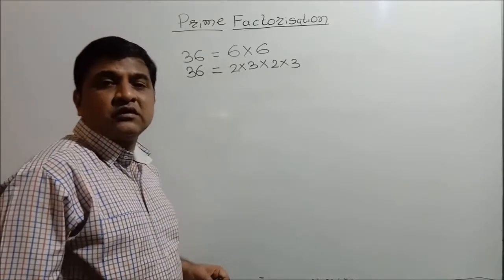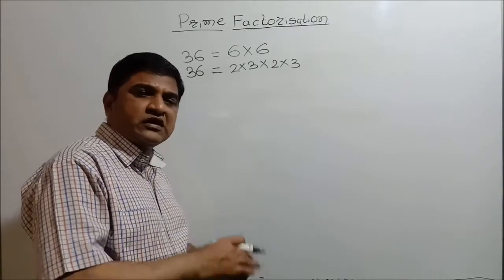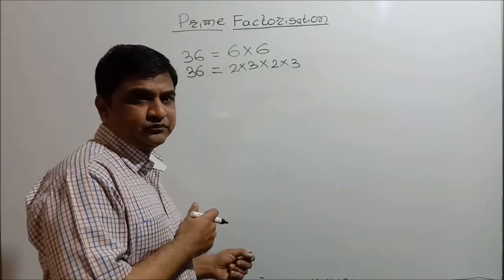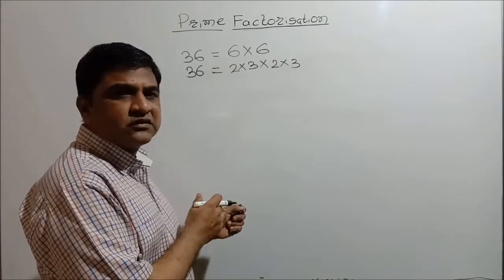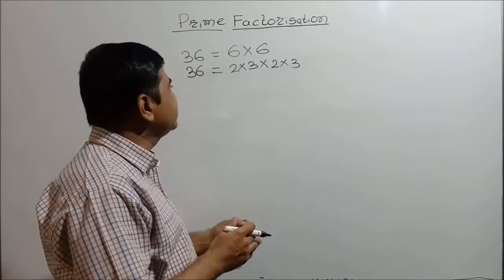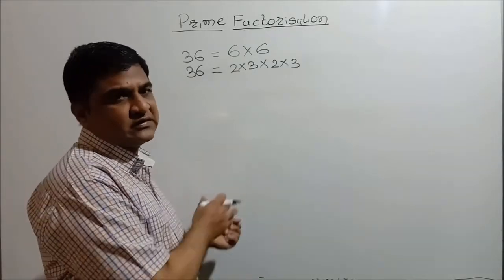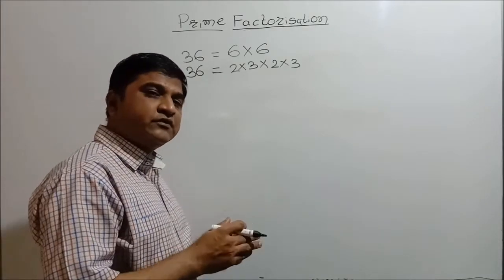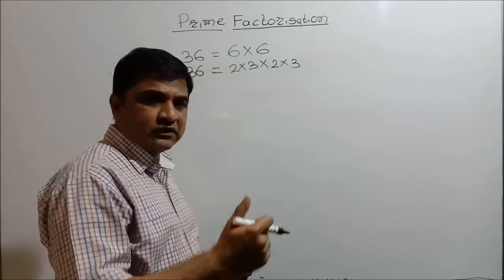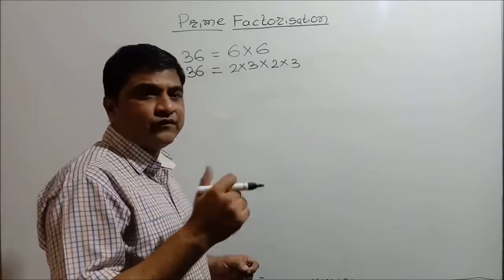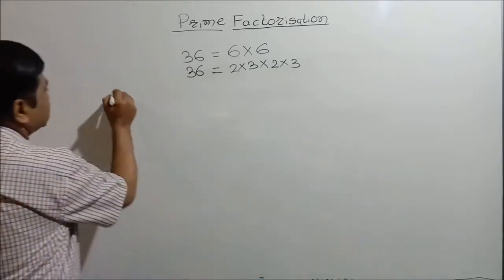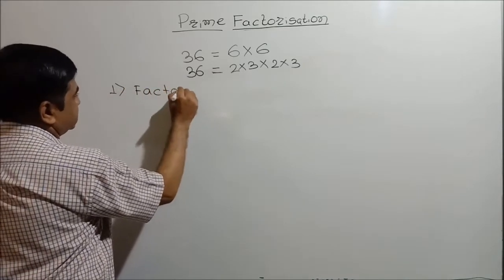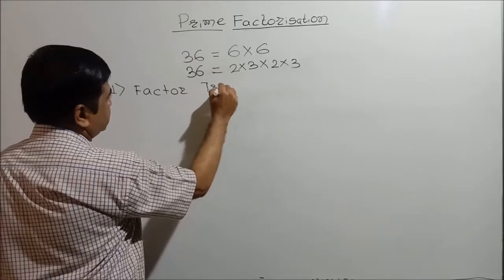But is it possible for large numbers to find the prime factors in this way? For small numbers, two-digit numbers, it is an easy way of finding the prime factors like this. But for large numbers, it is difficult. For that, we have one method which is known as the factor tree method. So let us see what this factor tree method is.